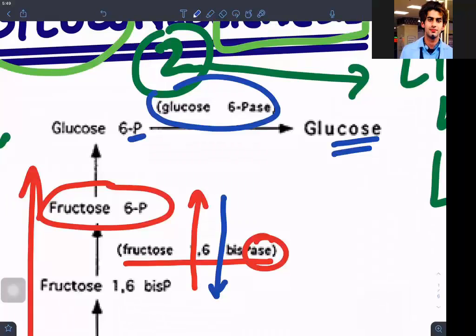Now my question is, what is the location of this glucose 6-phosphatase? Yes, guys, liver, it's okay. What is the location?